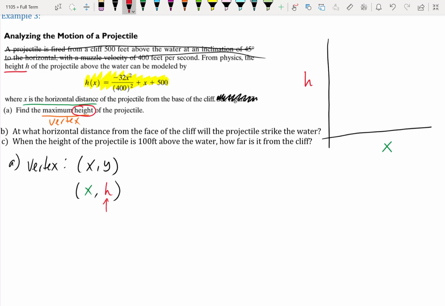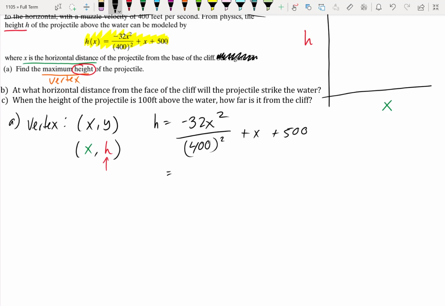Before we start plugging stuff into formulas, let's look at this equation. H of x, that's the same thing as y, and y in this case means h, so we're just going to switch this to h equals negative 32x squared over 400 squared plus x plus 500. There is a lot going on here. Let's simplify. So we have negative 32x squared over 160,000 plus x plus 500.